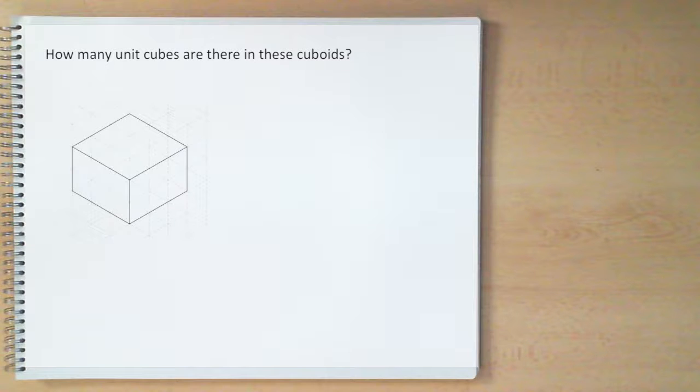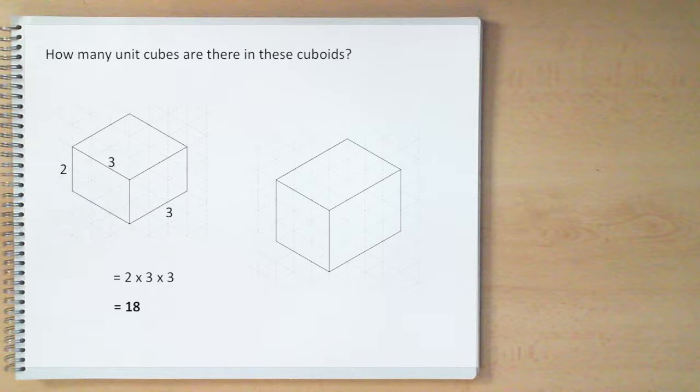Let's see how this works with a couple of examples. So how many unit cubes are there in these 2 cuboids? Let's take the one on the left first. That has dimensions of 2 units high, 3 units wide, and 3 units deep. So using the information we just looked at, the number of unit cubes in total is 2 times 3 times 3. The first 2 times 3 is that height times the width, and as you can see there's 6 unit cubes there. Then there are 3 layers of that backwards. So 2 times 3 times 3 gives us the complete volume, which is equal to 18 unit cubes.